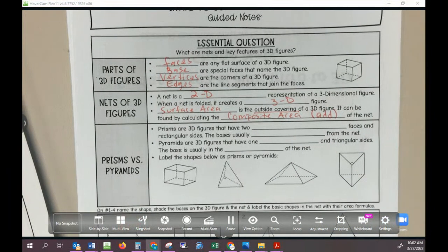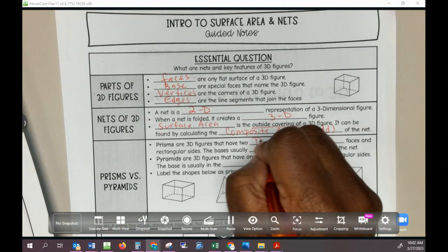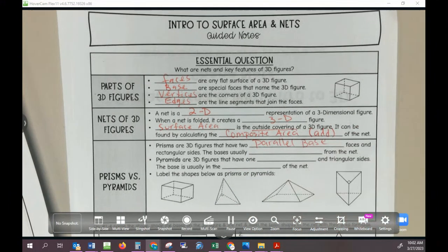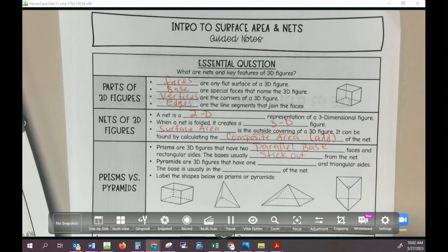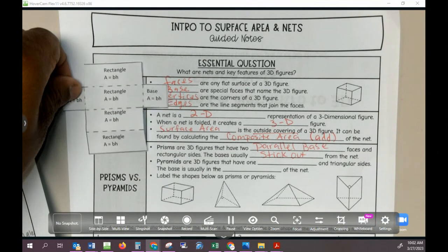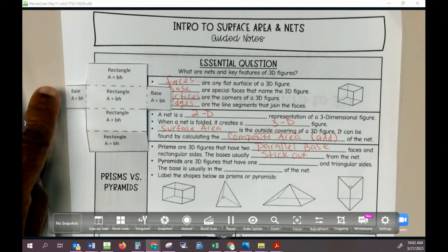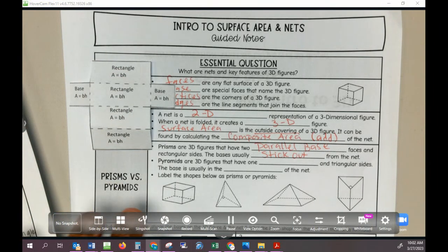So, prism versus pyramid. Prisms are 3D figures that have two parallel bases and rectangular sides. The bases usually stick out from the net. So this is a prism. The base sticks out from the side. They're parallel to each other, so they're right across from each other. And we know that the rest of this will be just rectangles.